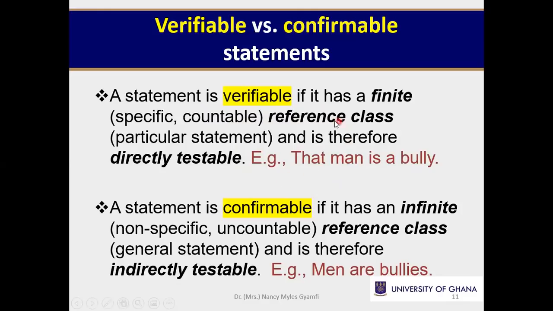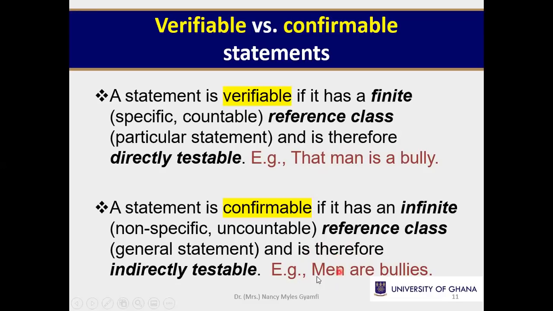So that's fine. But the value of this statement, that man is a bully, is less than the value of what? Men are bullies. I'm pointing on the screen, so you should look at it. Men are bullies will be more valuable to the scientist because of the reference class. It contains so much content. Many men at all, compared to this one that says that man.